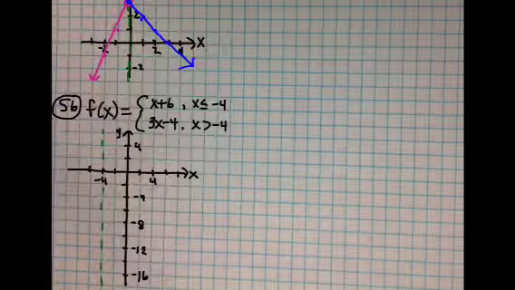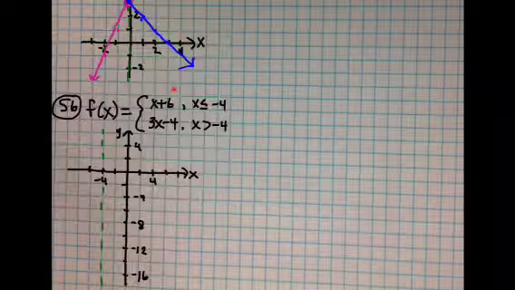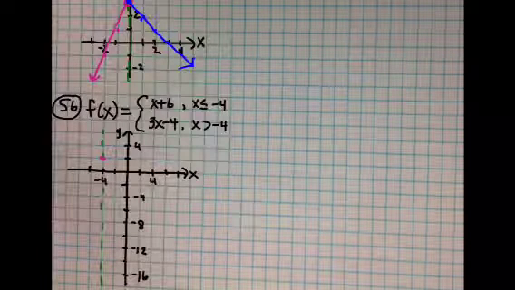Okay, so replace the x with negative 4 on the first one up here. So if I plug in a negative 4 right here, I get negative 4 plus 6, which is 2. So negative 4, 2 is the point. Negative 4, 2. Now it's going to be a closed dot because it's equal to negative 4. And the slope is 1.